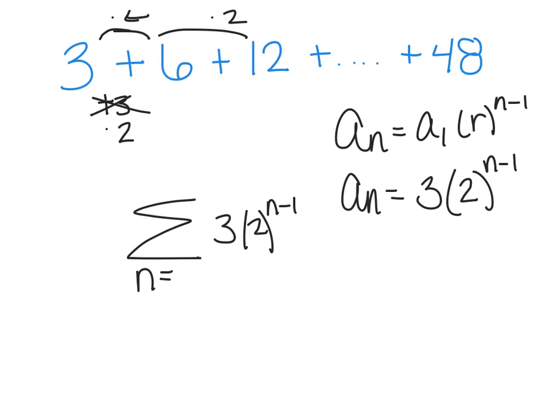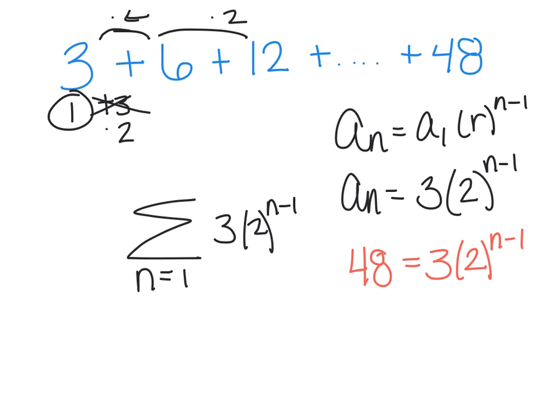From n equals, I believe I'm going to start at 1 because that's my first term. And again, I can verify it. 1 minus 1 is 0. Anybody to the 0 is 1. And 1 times 3 is 3. Now I have to go up to 48. So again, it's very simple. You just set your equation equal to 48 to figure out what the nth term is.